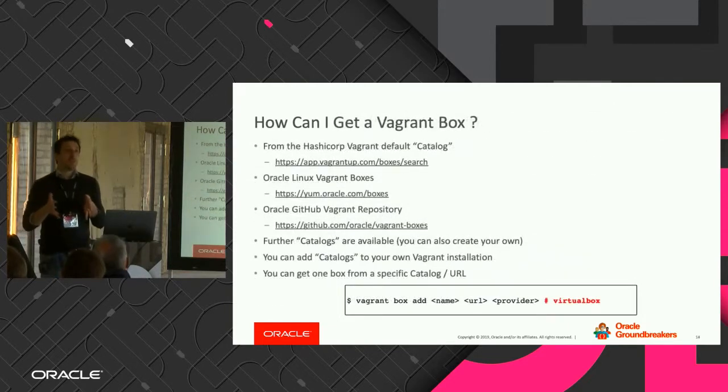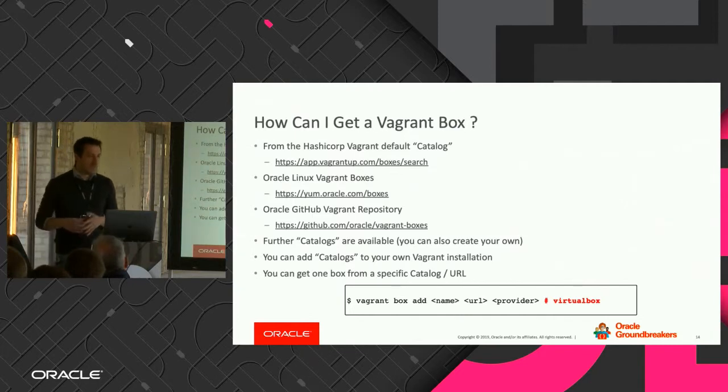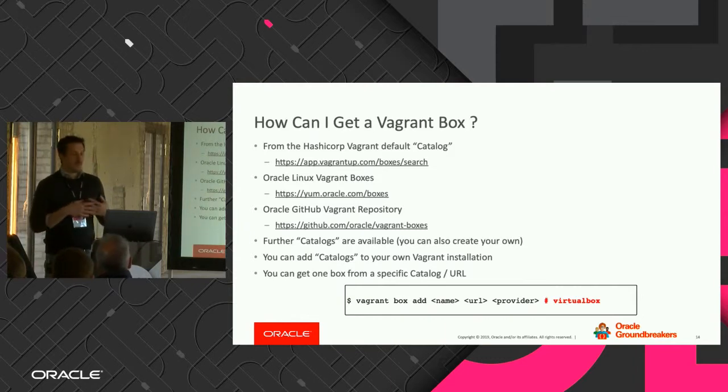How can I get a Vagrant box? I can build my own, starting from the software ISO, but obviously this is not suggested. There are so many Vagrant boxes available today. There is an official catalog coming from HashiCorp, and over there you can find thousands and thousands of ready-to-run Vagrant boxes. You can find all the operating systems. You can find even Windows. You can find Red Hat, CentOS, Oracle Linux, Debian, Ubuntu, whatever you want.